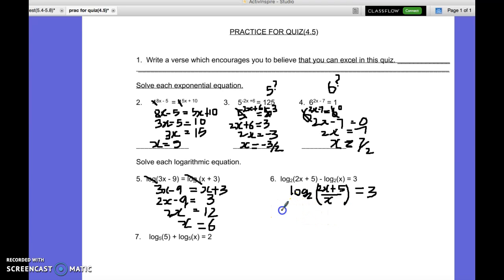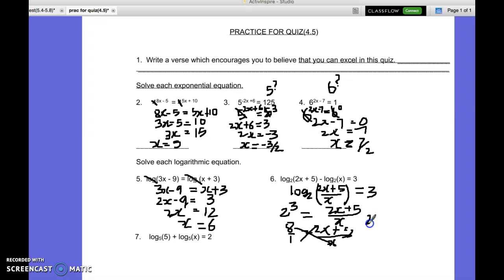Good. That's exactly it. So it's going to be 2 to the third power is equal to 2x plus 5 over x. And that's how we will set it up to solve. 2 to the third is 8. Any number is that number over 1, is equal to 2x plus 5 over x. And we can cross multiply now, like this. Okay, and 1 times anything is the thing itself.